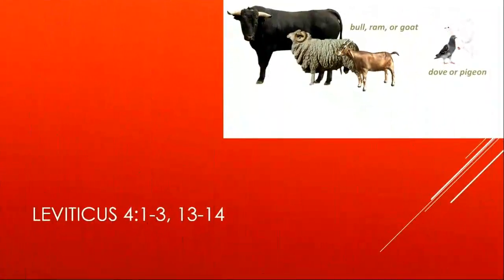Right. So just like I was saying, you can bring a bull, ram, goat, dove, pigeon. Let's get Leviticus chapter 4, and let's read verse 1 through 3. Let's get more into these sin offerings, all right? Because this is what these animal sacrifices were used for. Read on. Leviticus chapter 4, verse 1.